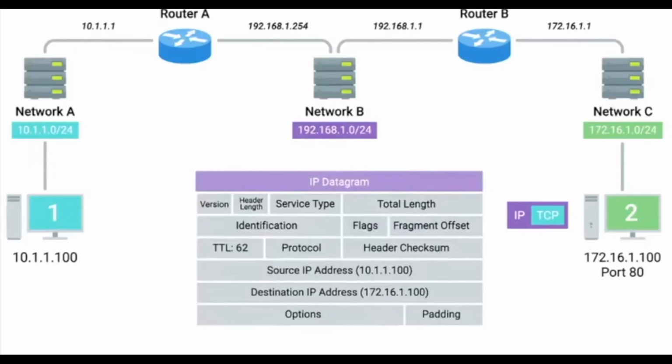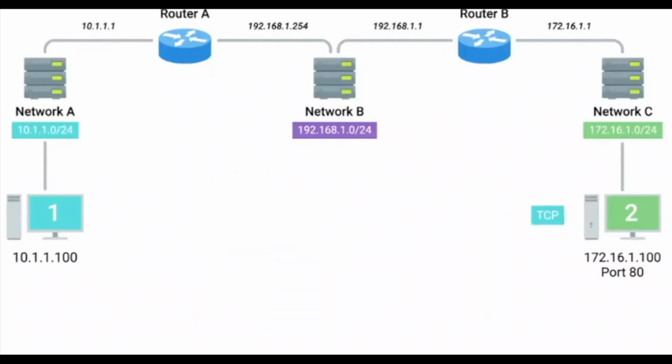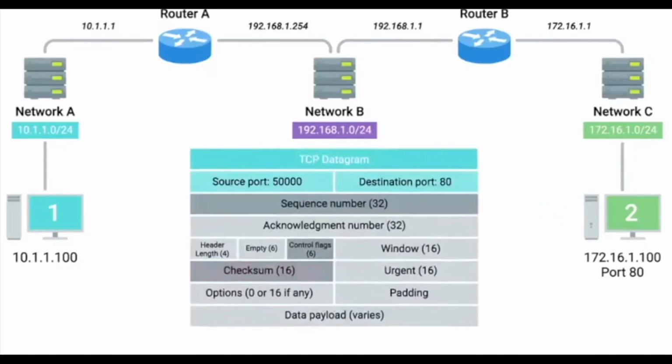It then examines the destination IP address and recognizes that as its own. Next, computer 2 strips away the IP datagram, leaving it with just the TCP segment. Again, the checksum for this layer is examined and everything checks out. Next, computer 2 examines the destination port, which is 80. The networking stack on computer 2 checks to ensure that there's an open socket on port 80, which there is.